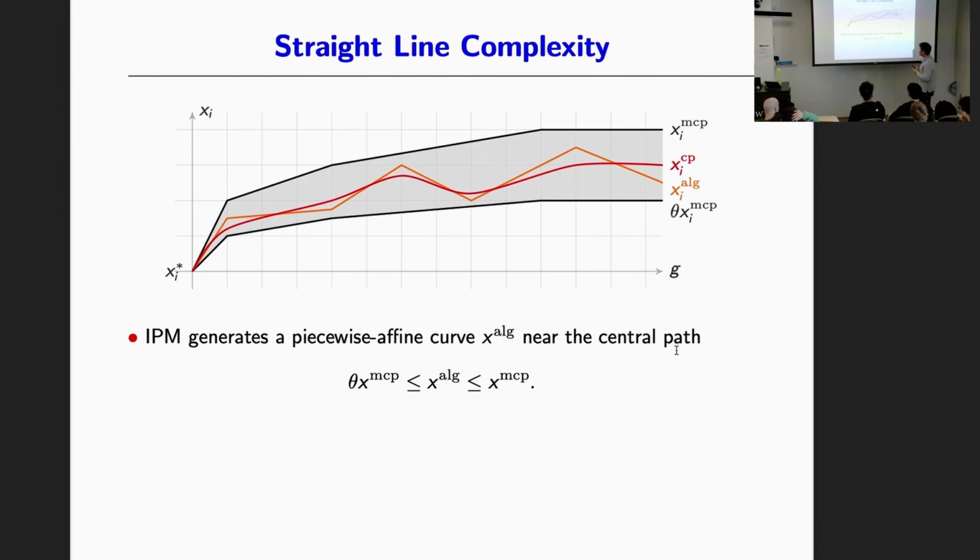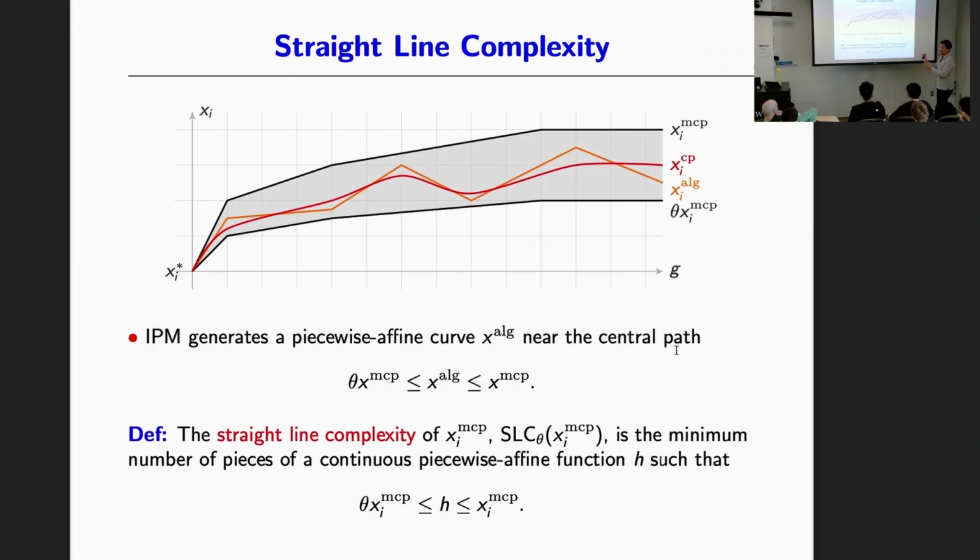So good. So now we're ready to define the crucial notion that underlies our result, called straight line complexity. The straight line complexity of the i-th coordinate of the max central path in the theta neighborhood, which we'll denote as SLC theta of the max central path, is the minimum number of pieces of a piecewise affine function such that it lies in the theta neighborhood, right? So can someone tell me what the minimum number of pieces we need in this example, to stay in the theta neighborhood of this example?